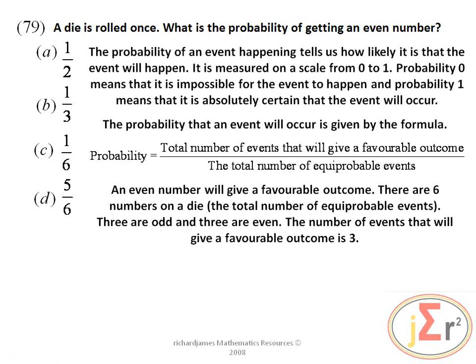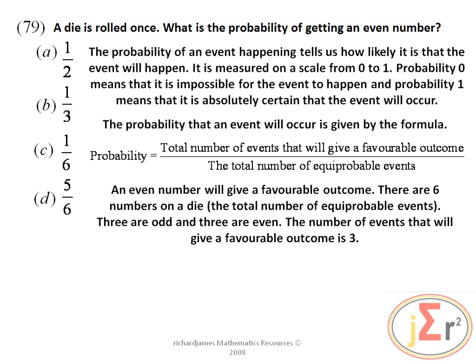There are 6 numbers on a die. The total number of equiprobable events. What we mean by equiprobable is that we have 6 numbers on a die, and each one has an equal probability of occurring. So it is not more likely that you'll get a 5 than a 4. All numbers on the die have an equal probability of showing up. Therefore, all of those are the equiprobable events.